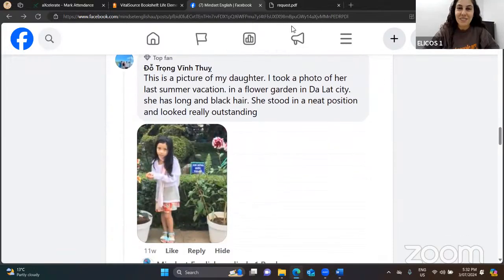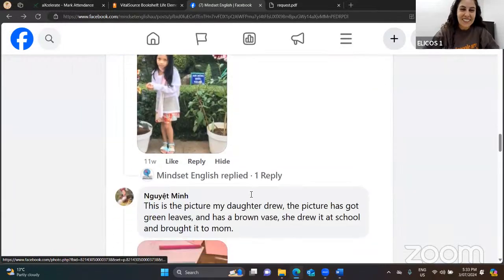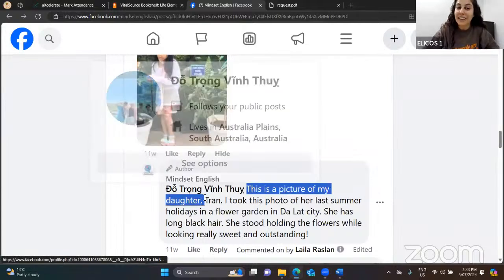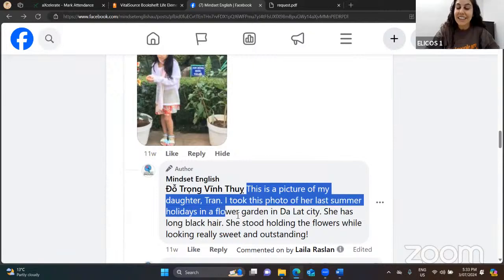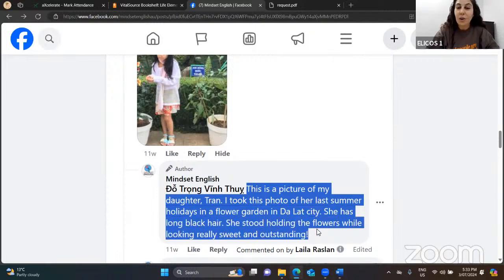This is from Henry. I remember this one. It is so cute. This is Henry's daughter. Yes, this is his daughter. So he uploaded this photo. So cute. Henry says, this is a picture of my daughter, Tran. I took this photo of her last summer holidays in a flower garden in Dalat City. She has long black hair. She stood holding the flowers while looking really sweet and outstanding.